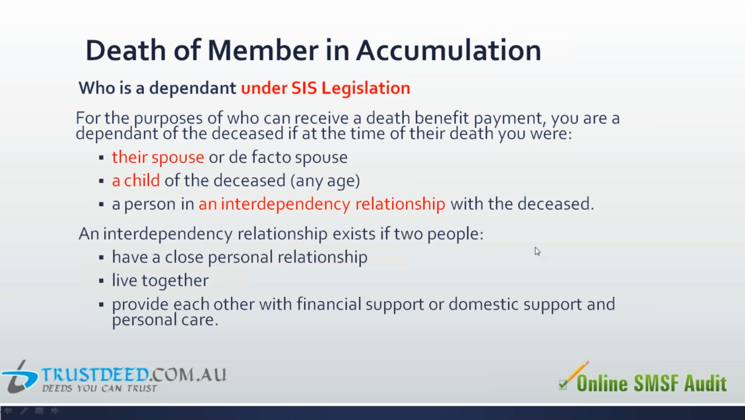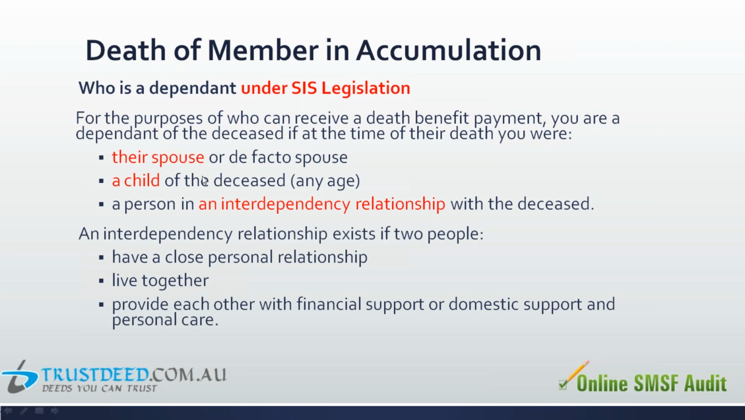Now, when a member dies in accumulation, we have to look at the definition of dependent. Under SIS legislation, we've got two different definitions. One is under the SIS Act, and the other is under the Tax Act. They're very similar, but there's a subtle difference between them, and I'm going to talk about that difference. For the purposes of who can receive a death benefit payment, it's basically the spouse, a child of any age, and a person in an interdependency relationship. And what is that? Someone who is in a close relationship and they live together.